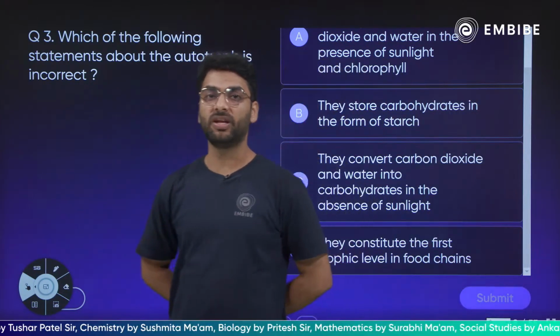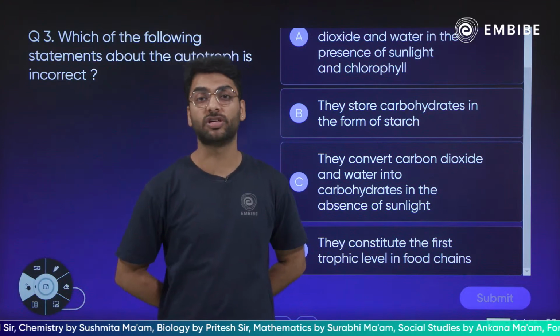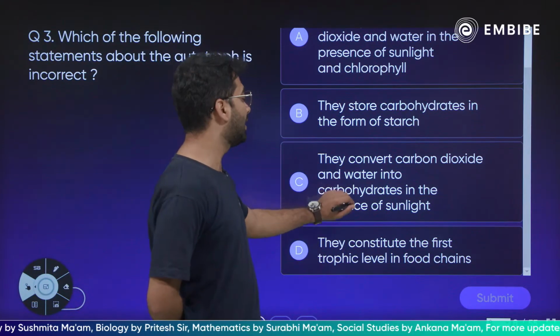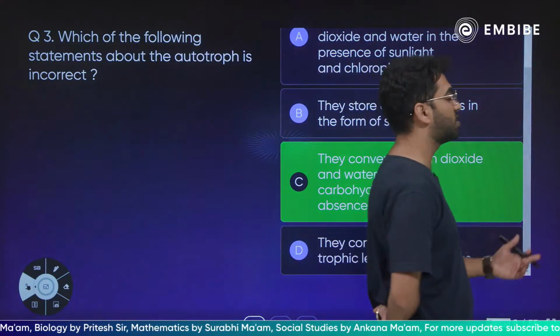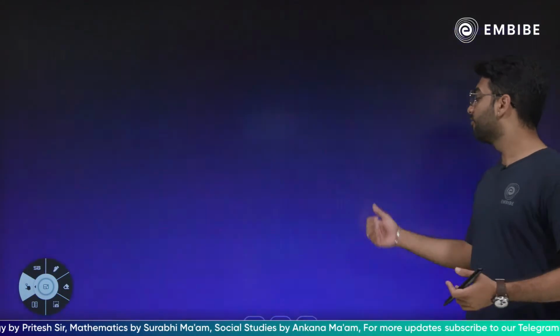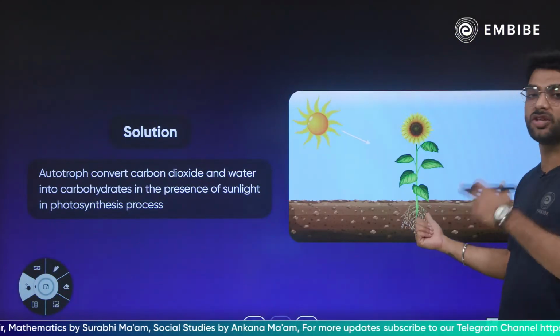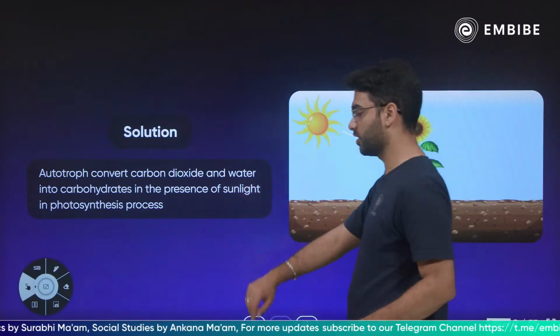So what is the difference between egestion and excretion? Very good. First of all, Rudra, your spellings, I'll tell you. So you all are telling the answer as C, which is absolutely correct. Why? Because here it said absence of sunlight, but the correct answer is presence of sunlight.